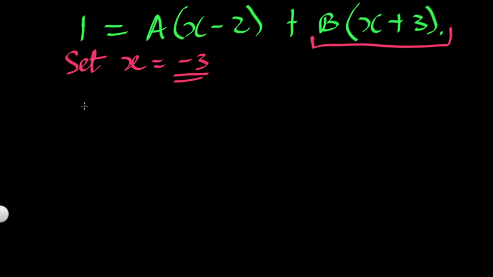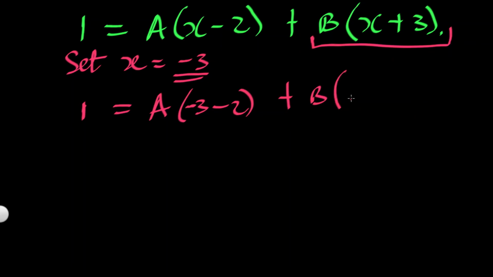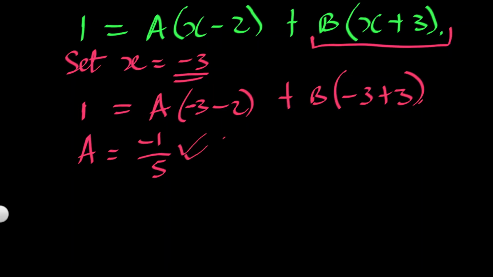From here we can say 1 is equals to a times 3 minus 2, plus b times minus 3 plus 3, by the way, not 3 minus 2. So from here we can say our a is minus 1 over 5. This is our a. So we have b as 1 over 5 and a as minus 1 over 5.